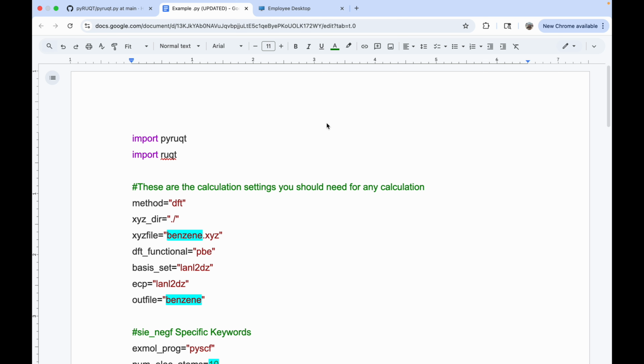So now that we have our script, I'm going to go over what each part means and things that you might need to change within your script. So just to start off, I'm just going to go line by line.